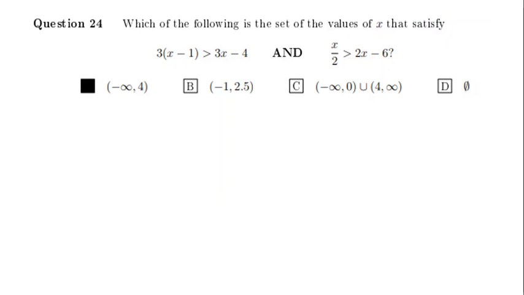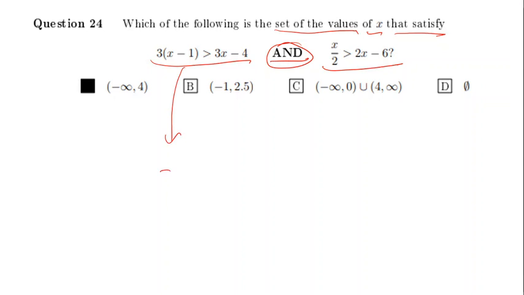Okay, now we have this type of question. It says, which of the following is the set of the values of x that satisfy these two inequalities? And here it says and. So if we see and, we will solve each one, get the solution set, and then take the intersection of the solution sets of both inequalities.